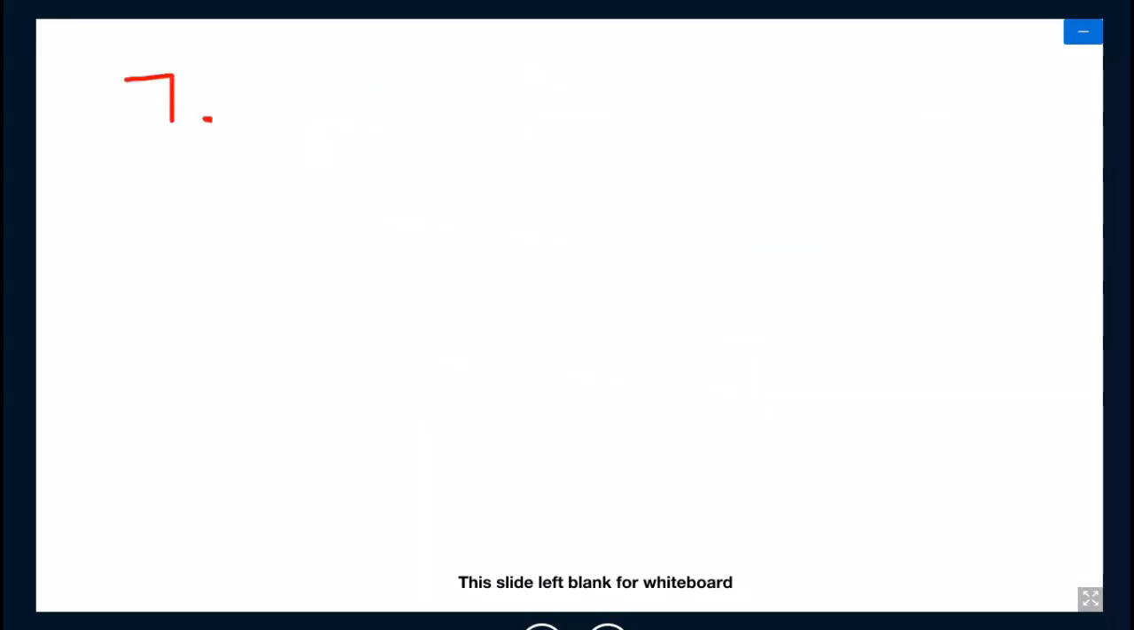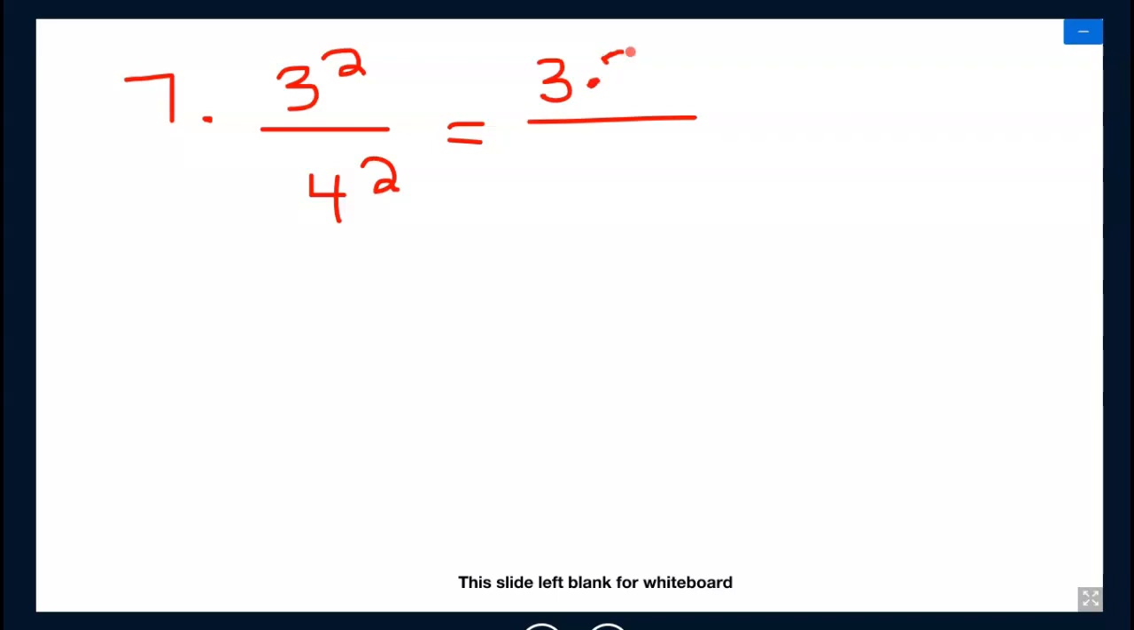Number 7. So we get 3 squared over 4 squared. What's 3 squared? Sarah? That's 3 times 2. So remember, 3 squared means 3 times 3. And 4 squared, perfect, I heard you say it, means 4 times 4. So you get 9 over 16.